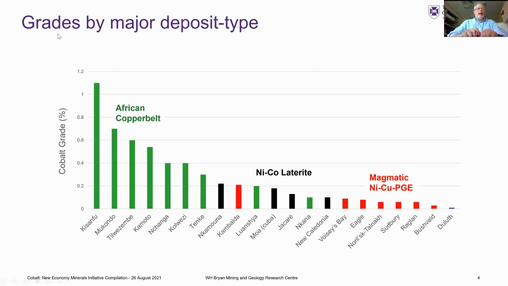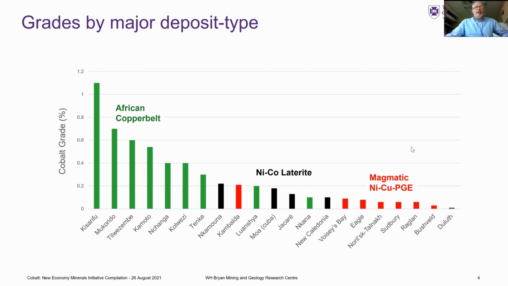Now, the interesting thing is that once you start looking at grade, those deposit types split out pretty nicely. The African copper belt is the high-grade material up here, and then you go down through the laterites, and the magmatic nickel-copper PGEs sit down at the bottom end. This is cobalt grade in percent on the left. The African copper belt deposits just touch above 1%, and then you get down to below about 0.2%, or 2,000 ppm, and then down towards the hundreds of ppm at the right-hand side.